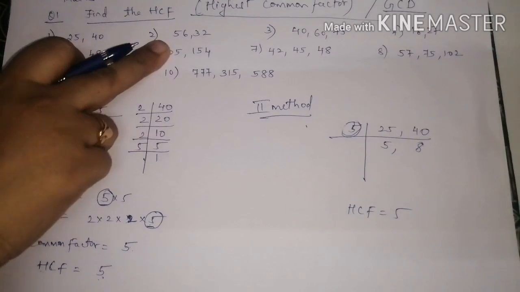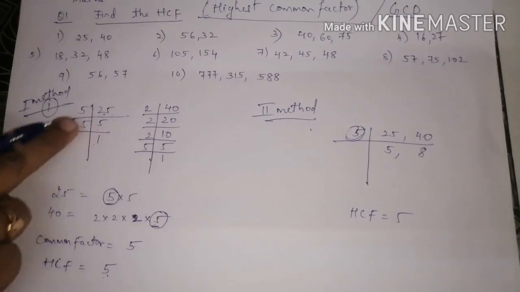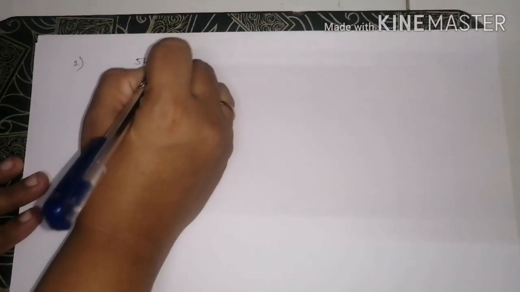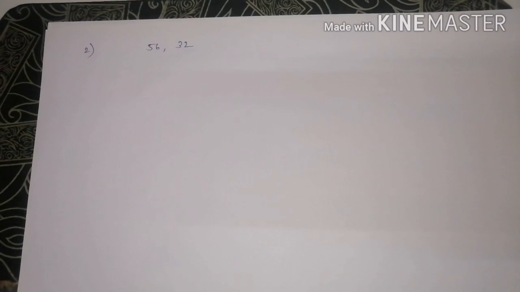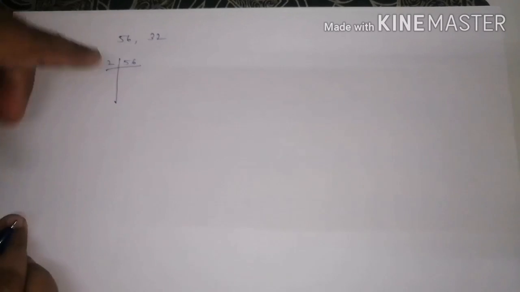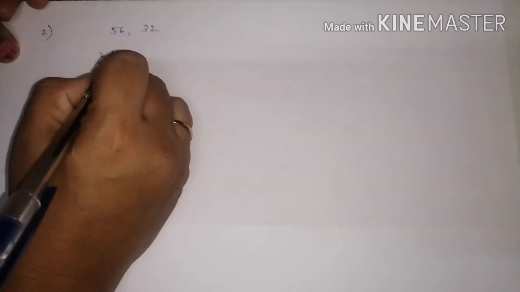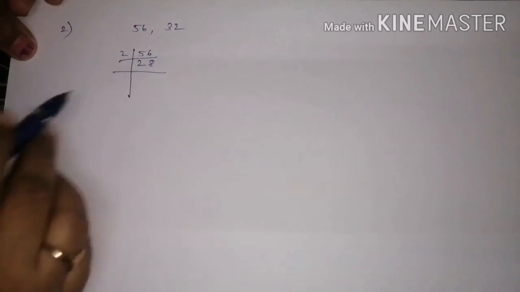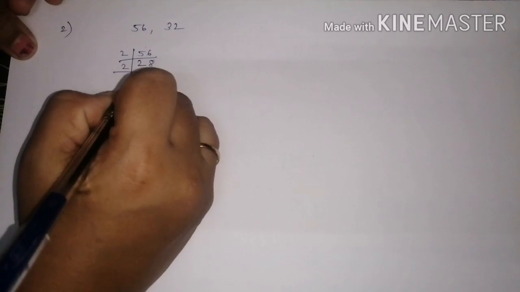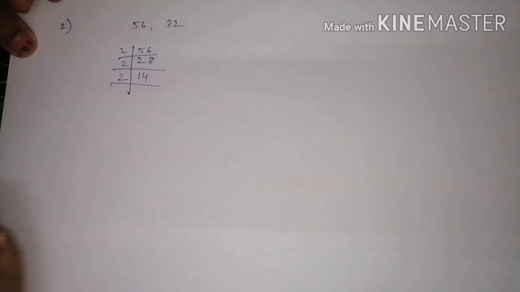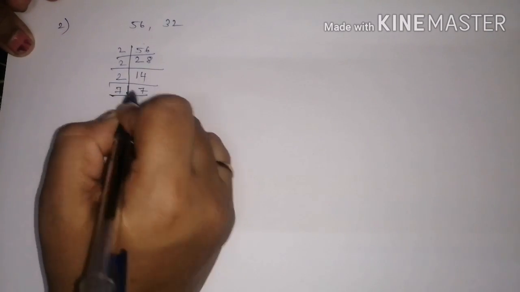So let's solve the second sum, 56 and 32, by the first method. These are the two numbers. Let's find the HCF. Factors of 56. 2's table it will go because units place it is 6. 2 2s are 4, 1 remaining, 2 8s are 16. 2's table again it will go, units place it is 8. 2 1s are 2, 2 4s are 8, 2 14s is 28. 14 comes in the table of 2, 2 7s are 14, 7 1s are 7.